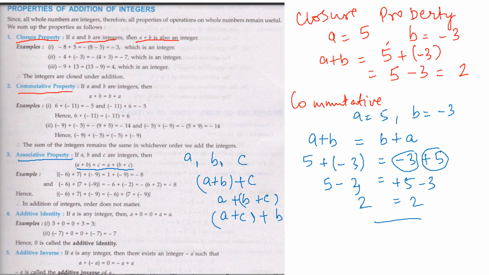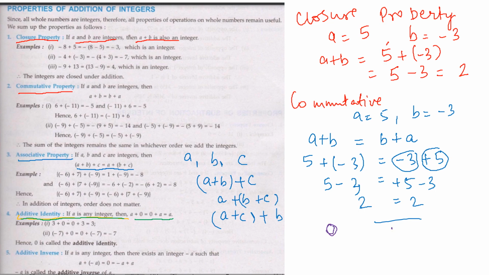What is important here is additive identity. This is very important. Additive identity: if a is any integer, then a plus 0 is equal to 0 plus a is equal to a. So additive identity in simple words means what should be added to an integer so that its value remains the same. How will a number's value remain the same? A number's value will only remain the same when we add a 0 to it.